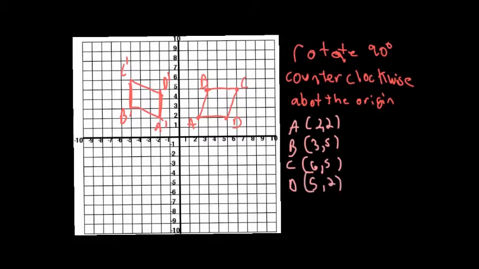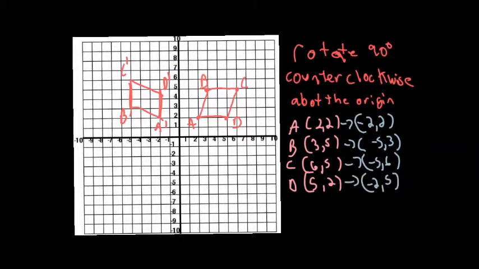And then after our rotation, A becomes negative 2, 2. B becomes negative 5, 3. C becomes negative 5, 6. And D becomes negative 2, 5.